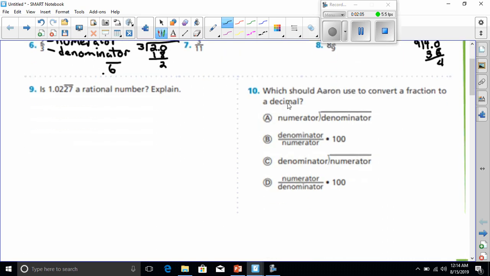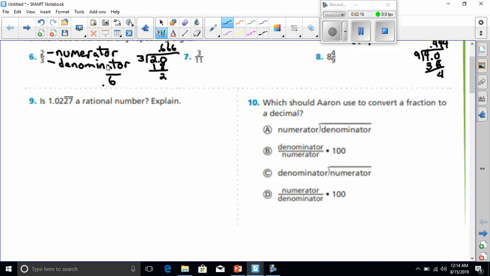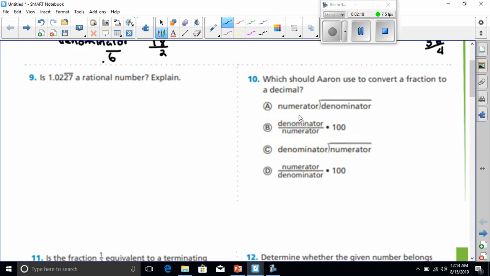Let's go to number 10. Which should Aaron use to convert a fraction to a decimal? Well, remember, when converting a fraction to a decimal, we take the top number, which is the numerator, divided by the bottom number. Right? We did that over here with number 6. So let's look for those.